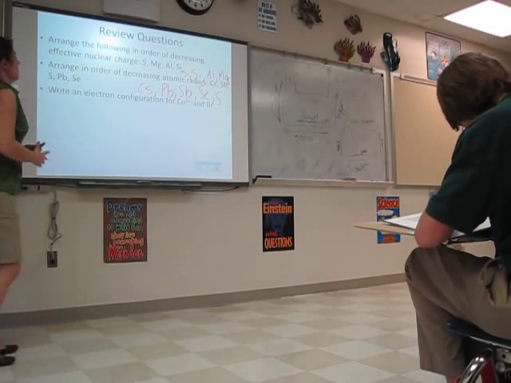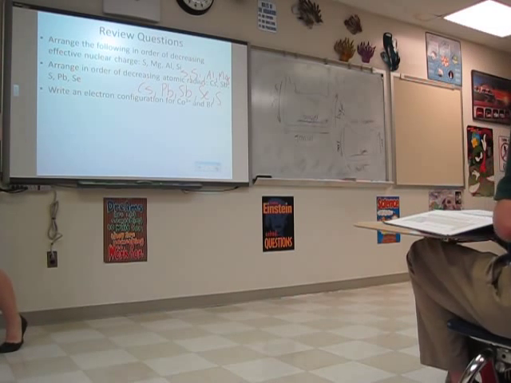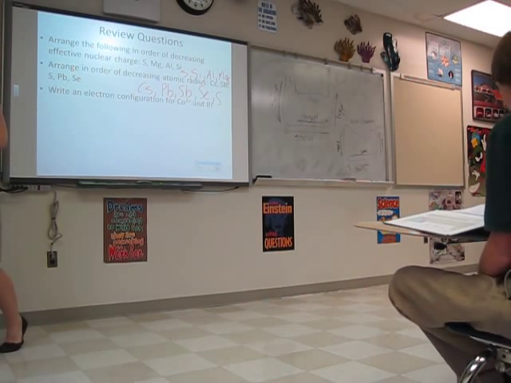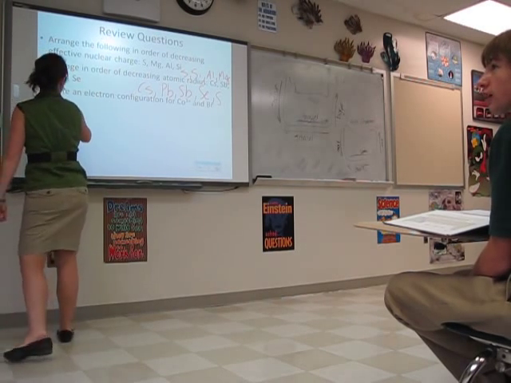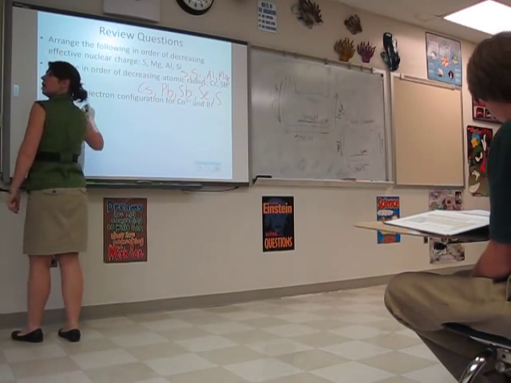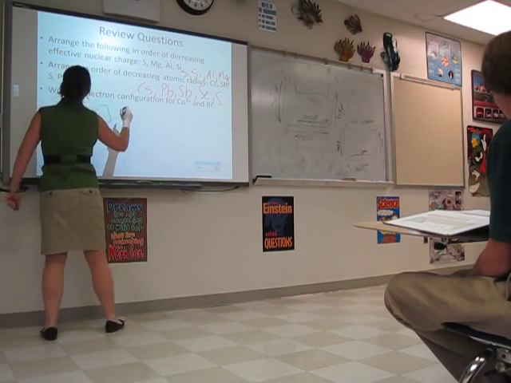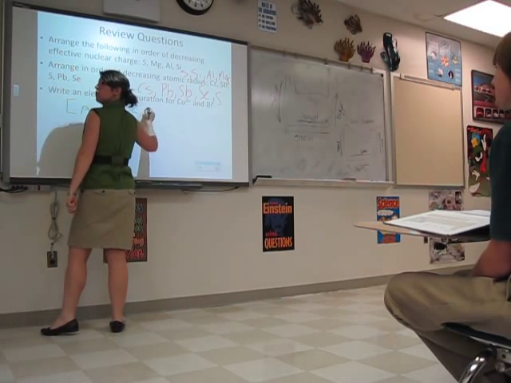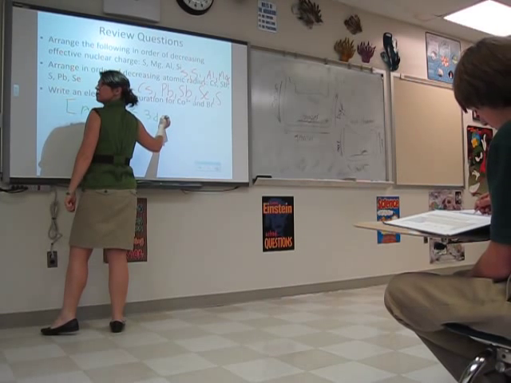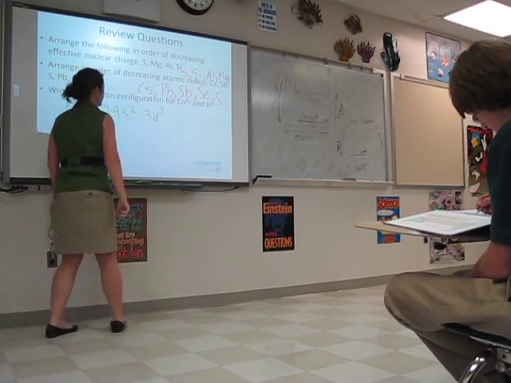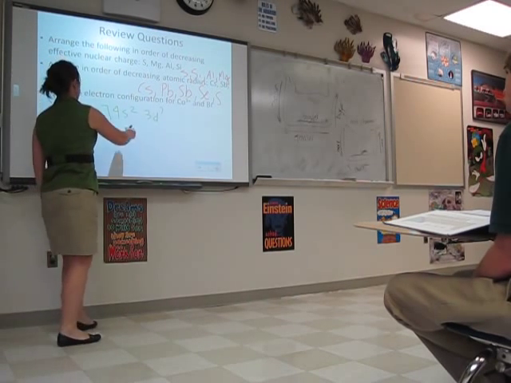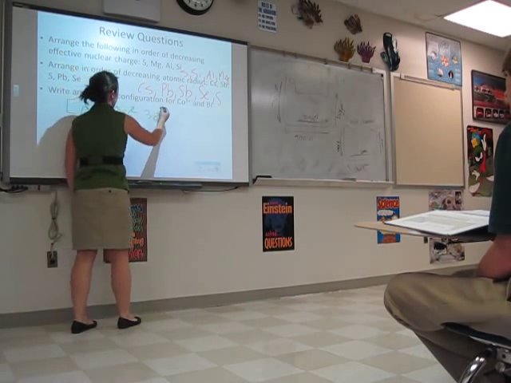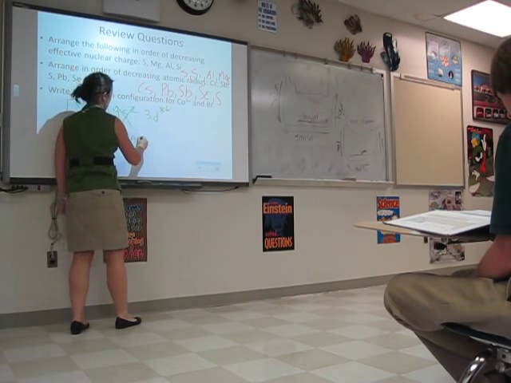The metallic character technically follows the atomic radius. All right, cobalt 3 plus. So the electron configuration for cobalt is argon 4s2 3d7. When it loses 3 electrons, it loses the 4s ones first, and then one of the 3d. So it should be Ar 3d6.